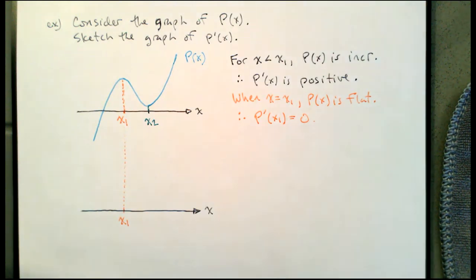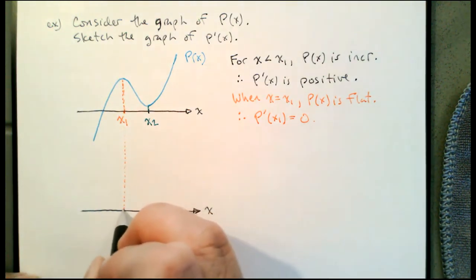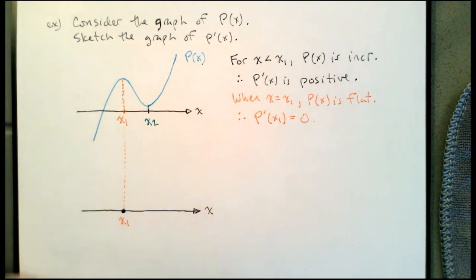I can actually mark a point on P prime of X. Before x1, I'm going to have to draw P prime of X positive, so it looks like P prime is going to have to decrease down to x1. Let's go on to the next part.